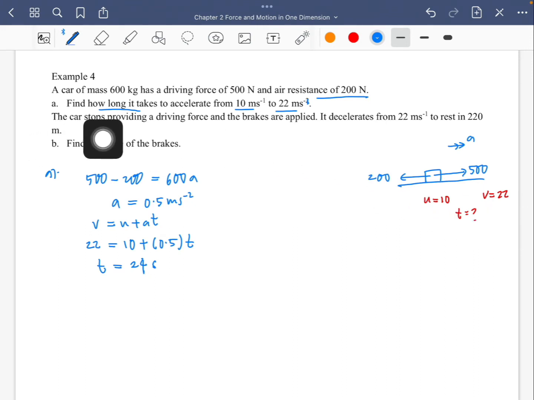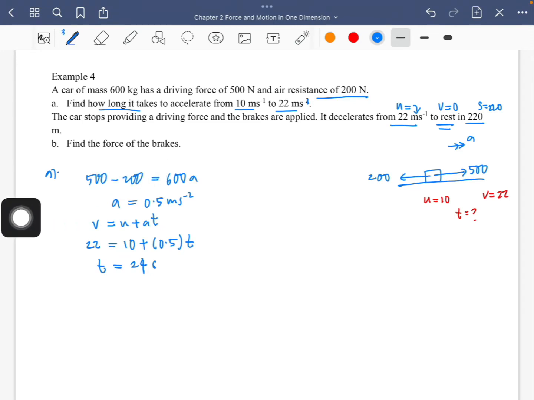The car stopped providing a driving force, and the brake force is applied. It decelerates from 22 meter per second to rest in a 220 meter distance. Right, so initial velocity now is 22. This is our initial velocity, and coming to rest means that the final velocity is 0, and it takes 220 meter distance to come to rest. So the question asks to find the brake force over here.